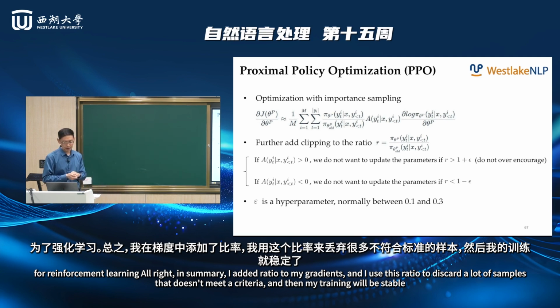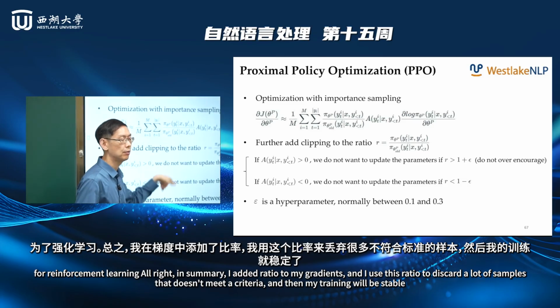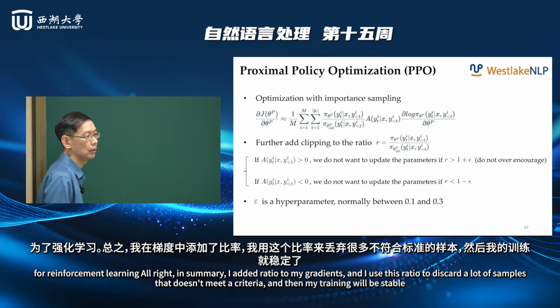All right, in summary, I added a ratio to my gradients, and I use this ratio to discard a lot of samples that don't meet the criteria. And then my training will be stable.